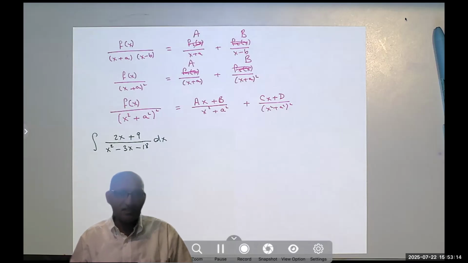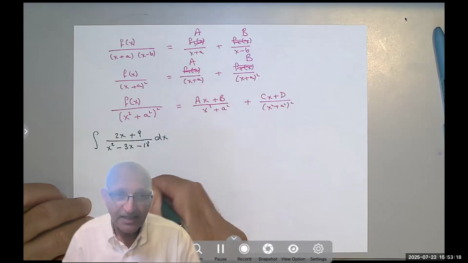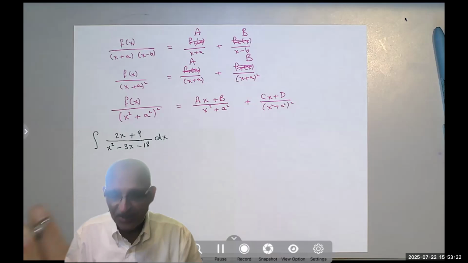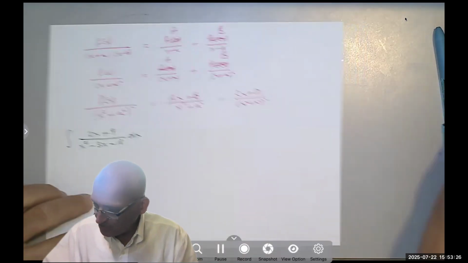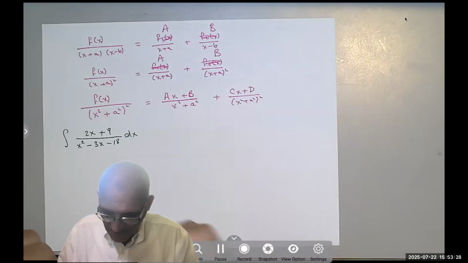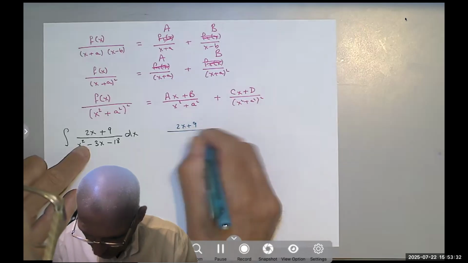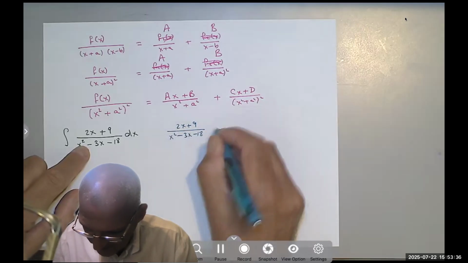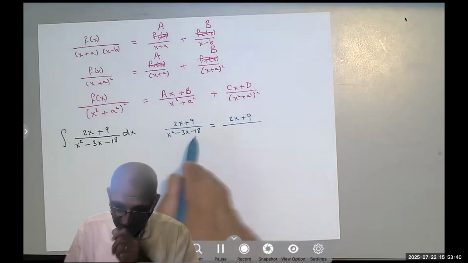It's really not easy. Even if you take 2x by itself and then the 9 by itself, yes, you can use tables, but it's much easier if you use partial fractions. So the way we are going to do it is, first of all, I'm going to take that 2x plus 9 over x squared minus 3x minus 18, and I'm going to factor the denominator.